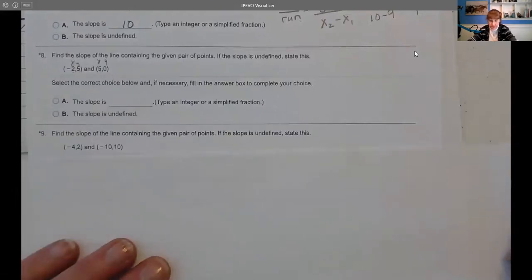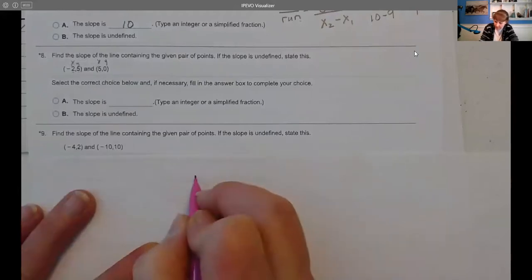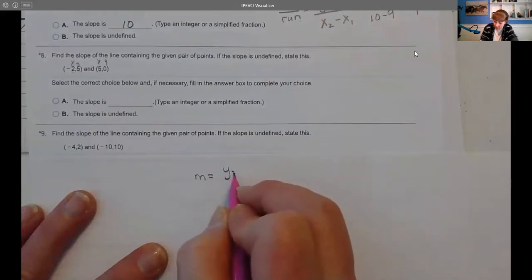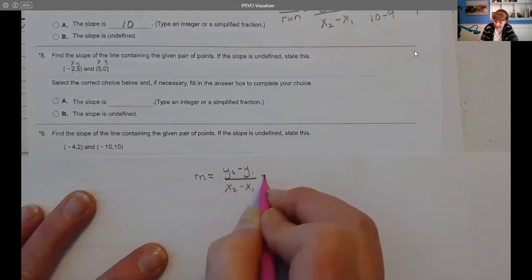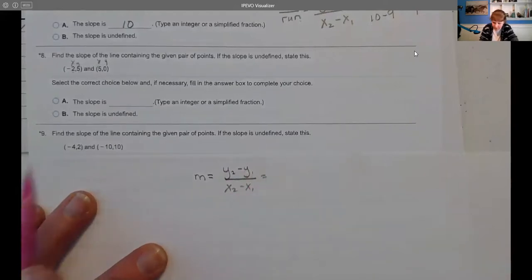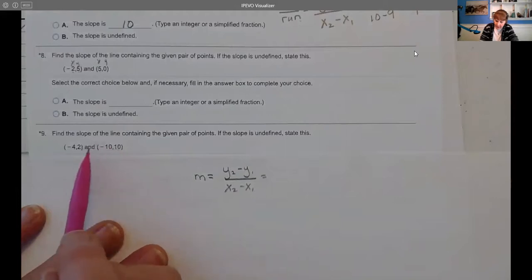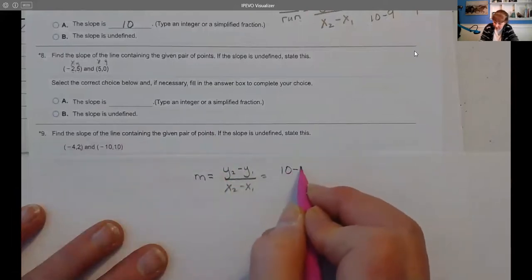Let's look at number 9 here. Again, we want to find the slope. So we're going to use our equation, difference in the y's over the difference in the x's. What are our y's? You've got 2 and 10. The 2 and the 10 are going to go in the numerator. You can either take 2 minus 10 or 10 minus 2. Let's take 10 minus 2.